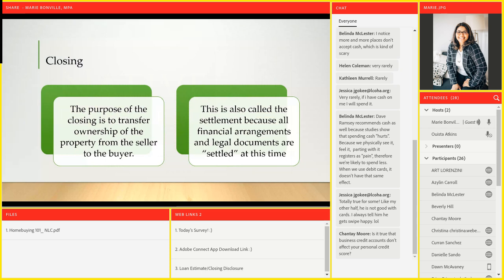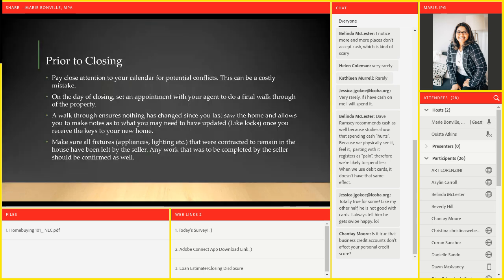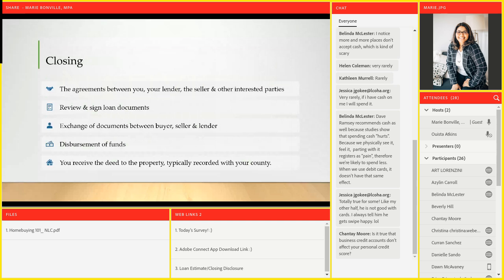But the closing itself just means that it's settled, right? That the transfer of ownership has taken place. So what's happening after you close? Well, you're going to review all the loan documents and sign those, exchange any monies that need to be exchanged. Typically, that doesn't happen between you. Remember, I said it's a wire transfer thing, and then there's a disbursement of the funds.